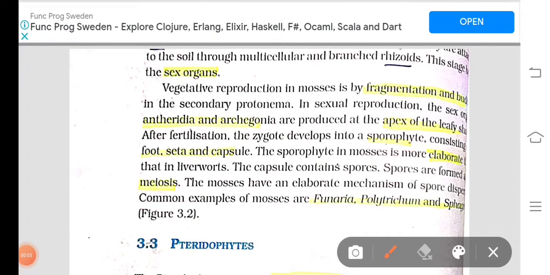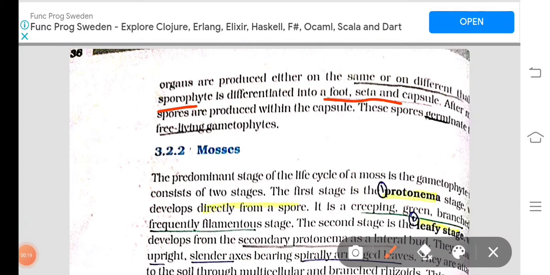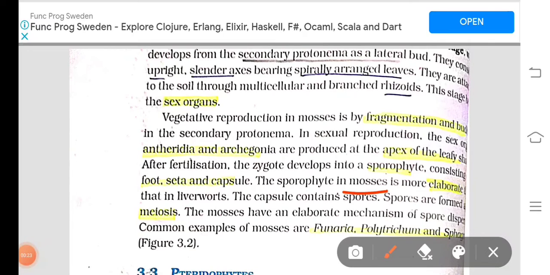Now see what is happening. The zygote is developing into a sporophyte, which consists of a foot, seta and capsule. In the case of liverwort, we saw that the sporophyte also consists of foot, seta and capsule, but the sporophyte of moss is more elaborate than the sporophyte in liverwort, though both of them contain foot, seta and capsule.